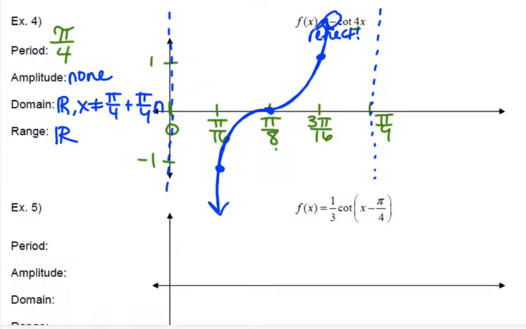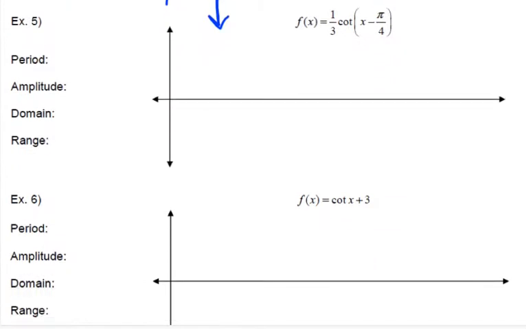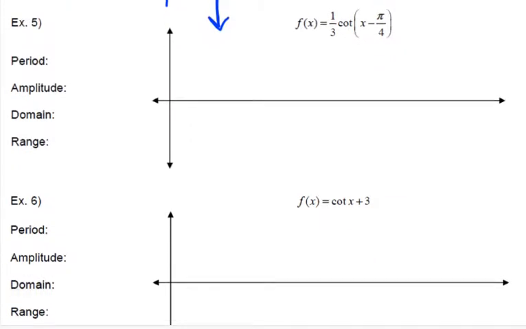Okay, let's go ahead and do just one more. We'll do example 5, so scroll on down to example 5. And this one is 1/3 cotangent of x minus pi over 4. I have a horizontal shift happening. This right here is telling me that I am going to the right pi over 4. So that means I need to shift everything over and start my graph at pi over 4.